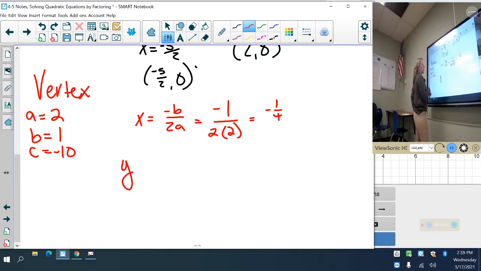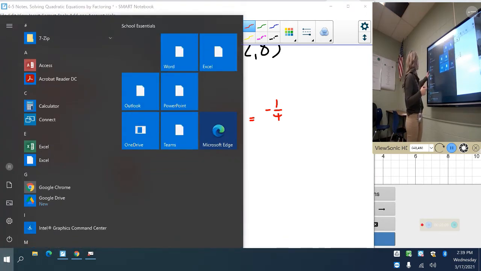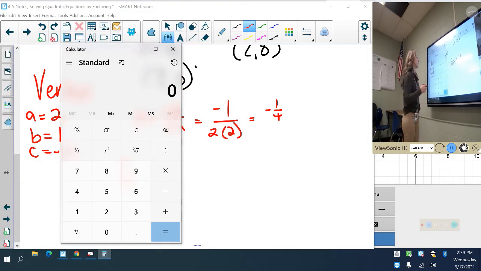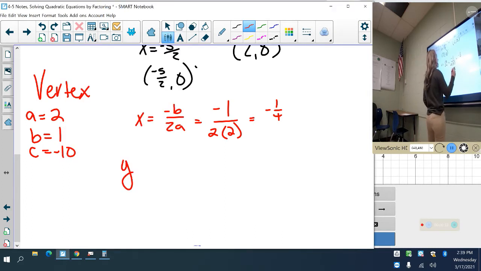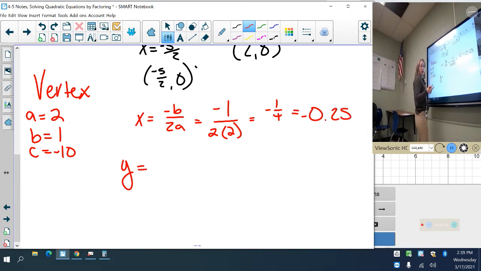My y value, I'm going to plug in negative 1/4. Now here's the other option. If you want to, you can change your negative 1/4 into a decimal, and you can use a decimal instead. So negative 1 divided by 4, most of us know this, is negative 0.25. If that's easier for you, go ahead and use a decimal as long as you're not rounding it.